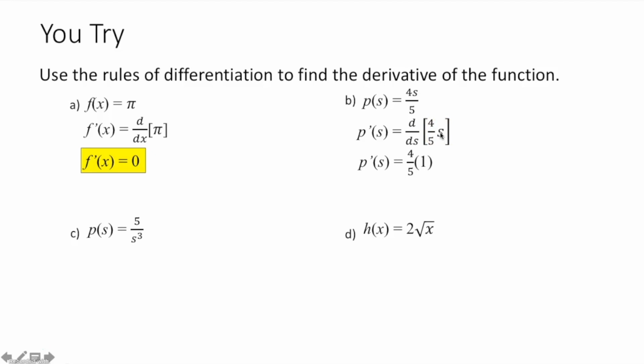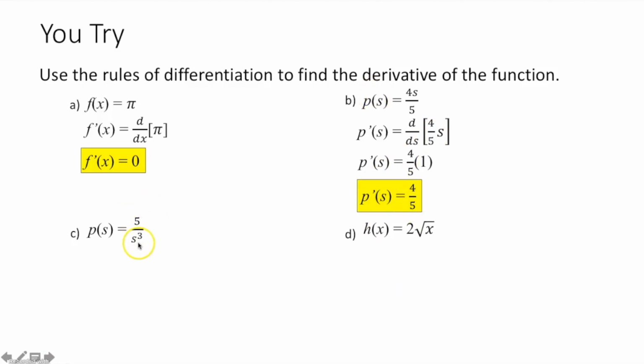Anytime you're taking the derivative of s or x or some variable to the first power, it's just going to be equal to 1. And we saw that earlier when we took the derivative of 2x. That was just equal to 2 because the x turns into 1. Here, 1 times 4/5 then gives you the derivative of our p of s, which is 4/5.